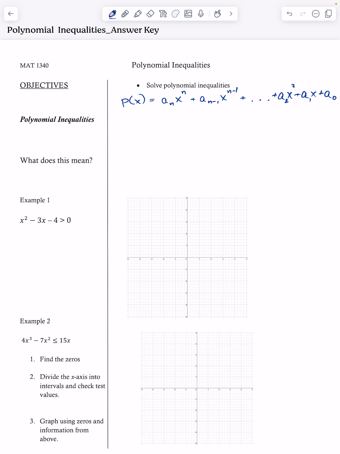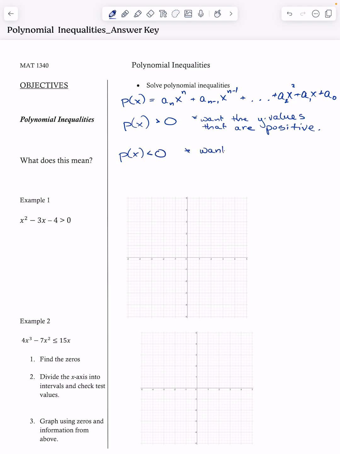Okay. If we are looking for where the polynomial is greater than 0, that means we want the y values. We want to know what x gives us the y values that are positive, greater than 0. We can have equals involved as well. That just means we also want the 0 included. P of x less than 0.